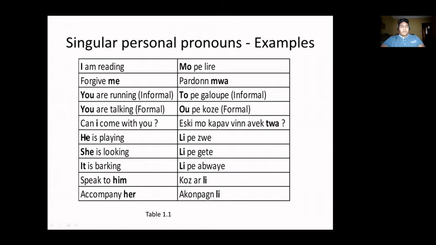Now, next example. He is playing. Li pe jouer. He in Mauritian Creole is li. She is looking. Li pe guetter. She in Mauritian Creole is li. It is barking. Li pe aboyer. Again, it in Mauritian Creole is li. Speak to him. Cause ar li. Him in Mauritian Creole is li. Accompany her. Accompagne li. Her in Mauritian Creole is li.